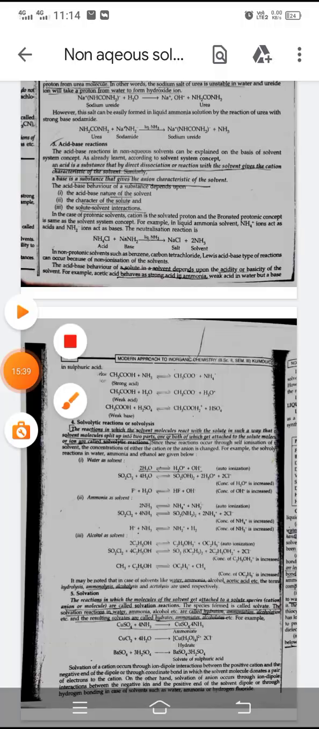Similarly, sodium hydroxide is highly soluble in water, but it can be precipitated in liquid ammonia. Water-soluble copper sulfate may be precipitated in anhydrous acetic acid.